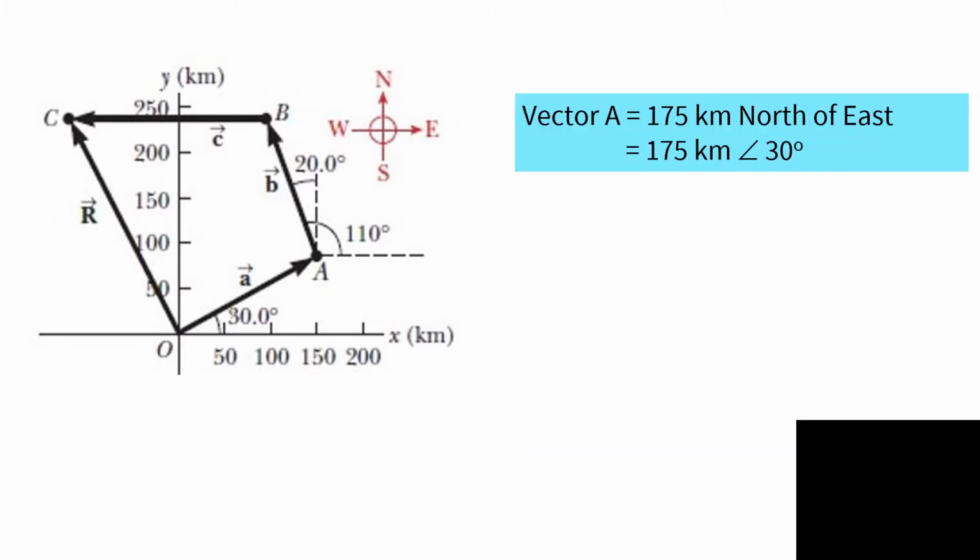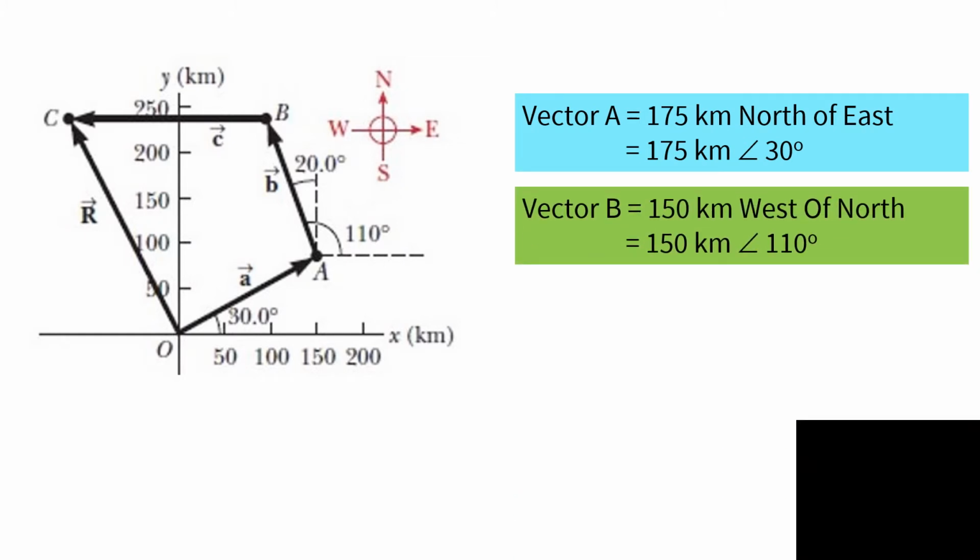Firstly, let us write the equation for these vectors in angle form. Vector A is given in the question as 175 kilometers north of east. If we convert it into angle form, it is 175 kilometers at positive 30 degrees. The vector is situated in the first quadrant.